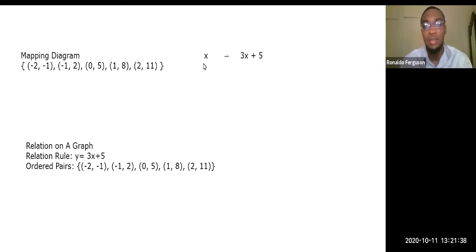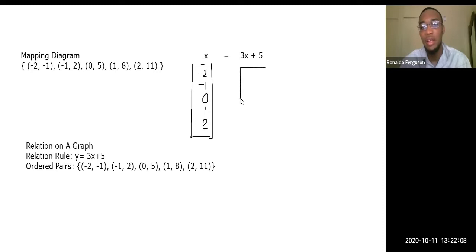So usually some people like to draw a circle, some people like to draw a square, right? I like to draw a square. So we draw a rectangle or a square. And in the first square right here is for the x values. Let's write down our x values of -2, -1, 0, 1, 2. All right, so that's the first square. In the second square, which is our 3x plus 5 value.